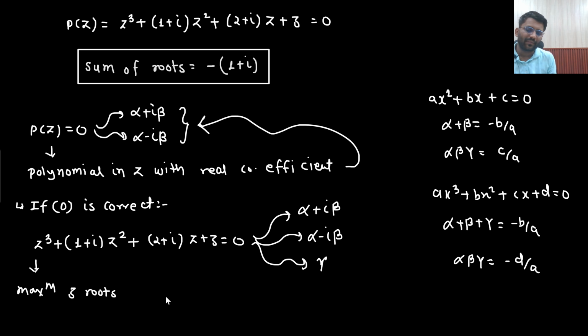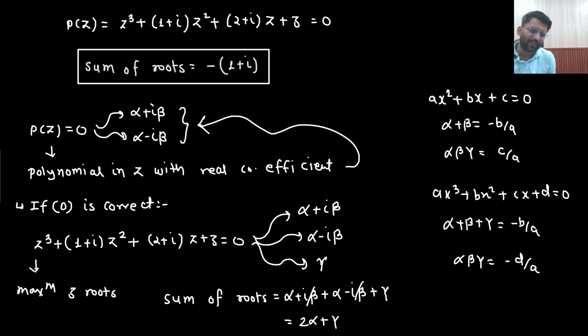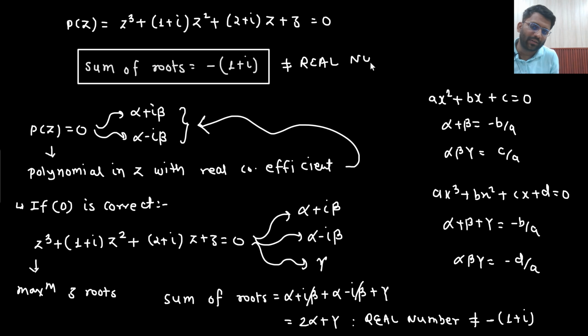Now if you add them, the sum of roots, what will you get? Alpha plus iota beta plus alpha minus iota beta plus gamma. The iota beta cancels out, giving 2 alpha plus gamma. What is this? This is a real number. Why is that so? Because this was a real part, this was also a real part, and this is also a real number. So it is coming out to be a real number, which is not equal to minus 1 plus iota, because the sum of the roots is minus 1 plus iota. It is not a real number.